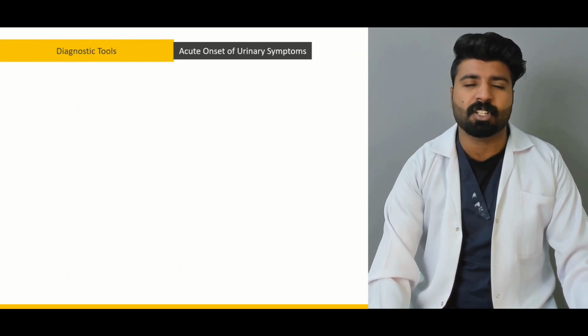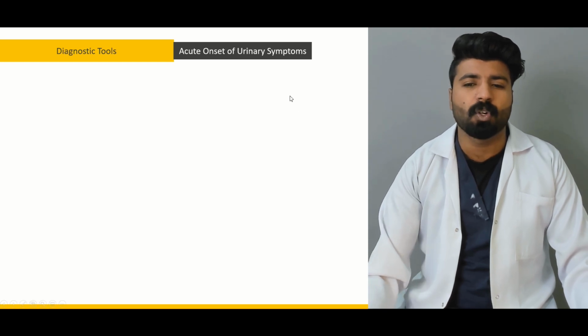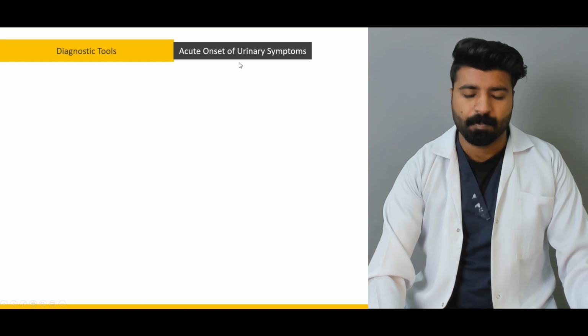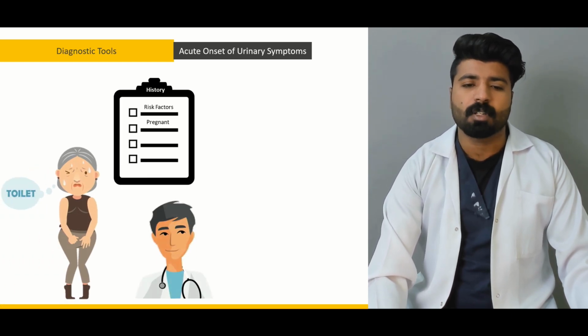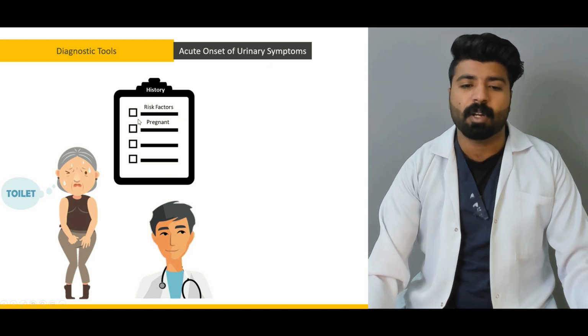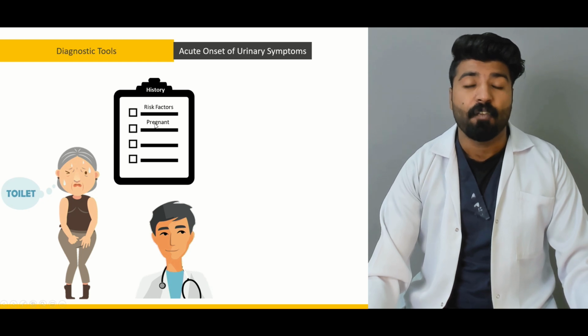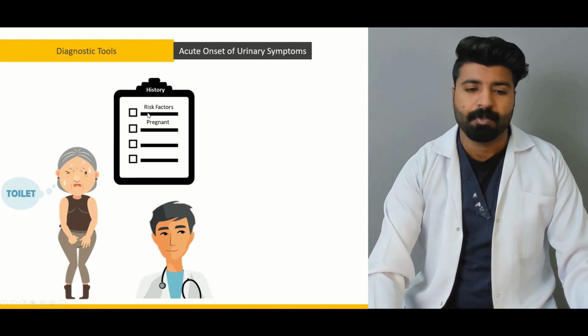Next on, we have diagnostic tools of acute onset of urinary symptoms. How do we diagnose a patient? For example, a patient just developed UTI. What's going to be the acute onset of urinary symptoms? First of all, toilet. We're going to talk about risk factors. We're going to talk about if she's pregnant. What risk factors we talked about? Whether it's a child, whether it's immunocompromised, whether it's taking any kind of drugs which suppress its immunity, whether it's pregnant. We're going to talk about all of these factors.